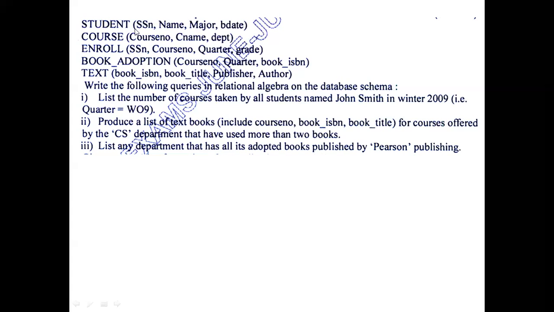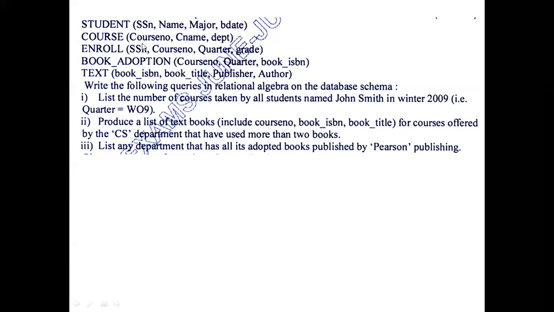Look at the attributes that are present in these tables. Student is having SSN, name of the student, major, birth date. Course is having course number, course name, and department. Enroll is having SSN, which means it is a student SSN, course number, quarter, and grade. Book adoption is having course number, quarter, book ISBN. And textbook is having the attributes book ISBN, book title, publisher, and author.